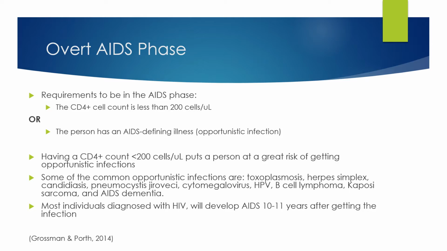Some of the common opportunistic infections are toxoplasmosis, herpes simplex virus, candidiasis, pneumocystis jirovecii, cytomegalovirus, HPV, B-cell lymphoma, Kaposi sarcoma, and AIDS dementia. Most individuals diagnosed with HIV will develop AIDS 10 to 11 years after getting the primary infection.